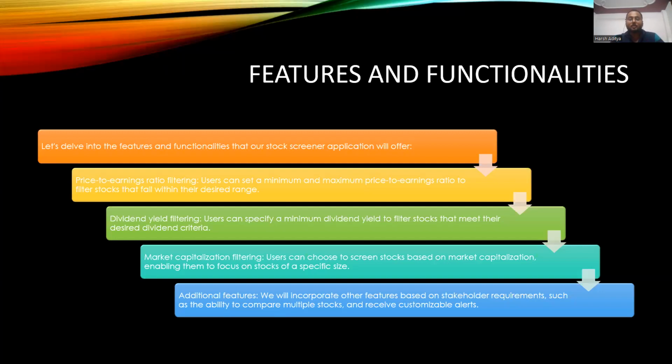Now, let's talk about some features and functionalities. Let's delve into the features and functionalities that our stock screener application will offer. The first is price to earning ratio filtering. Users can set a minimum and maximum price to earning ratio to filter stocks that fall within their desired range. Dividend yield filtering. Users can specify a minimum dividend yield to filter stocks that meet their desired dividend criteria. The next one is market capitalization filtering. Users can choose to screen stocks based on market capitalization, enabling them to focus on stocks of a specific size.